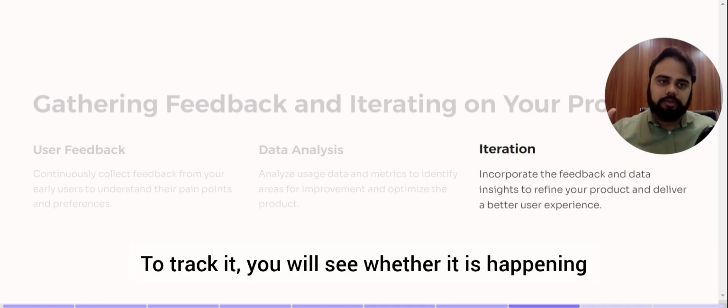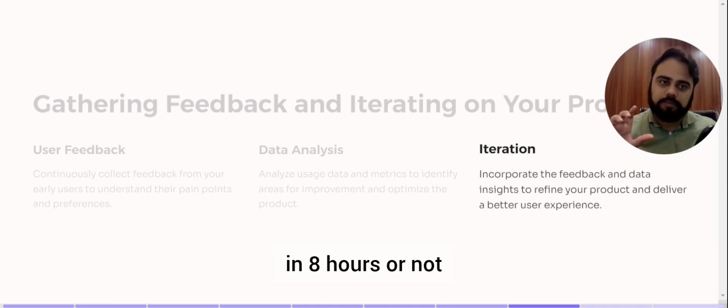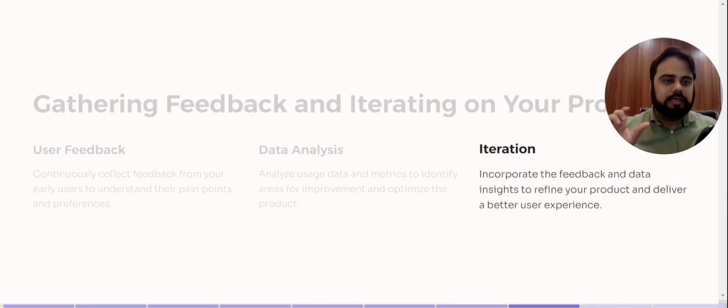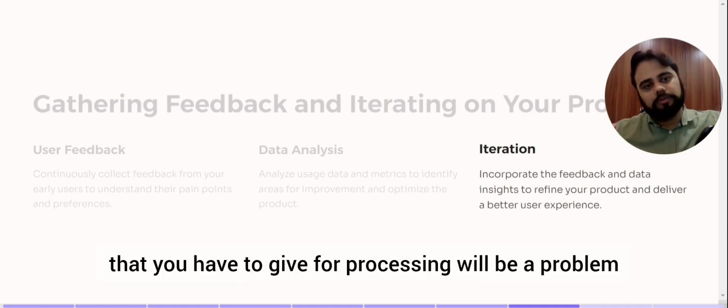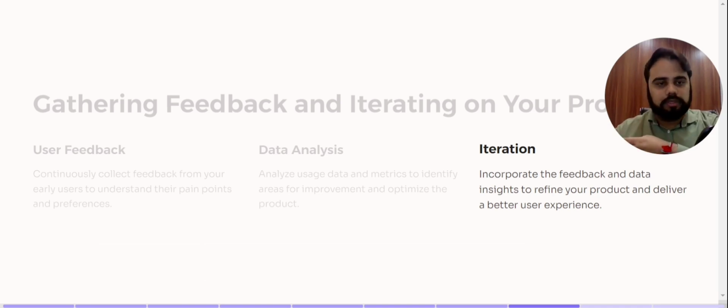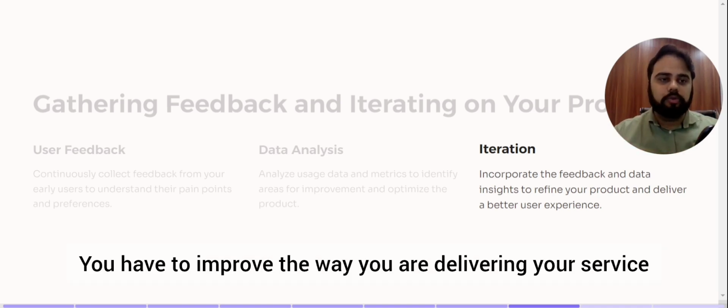को track करने के लिए you will see whether it is happening in 8 hours or not. If it is not happening in 8 hours, it is happening in say 18 hours, तो वो जो 10 hours का gap है जिसको आपको आगे processing के लिए देना होगा उसको problem होगा, है ना. That again you have to improve. So that is what iteration is. You have to improve the way you are delivering your service.